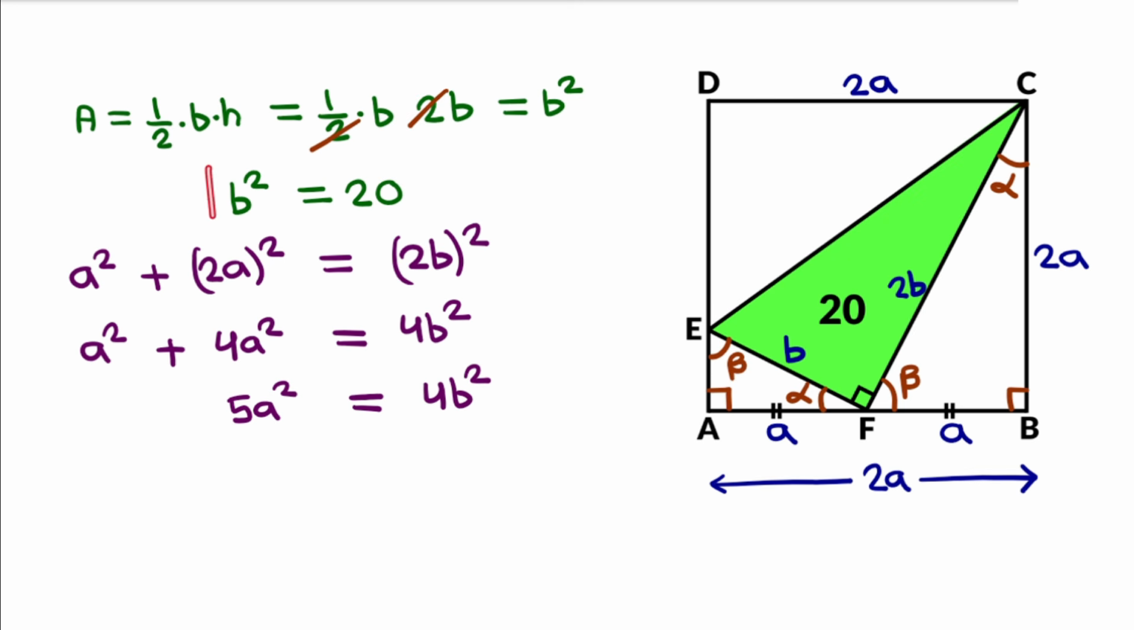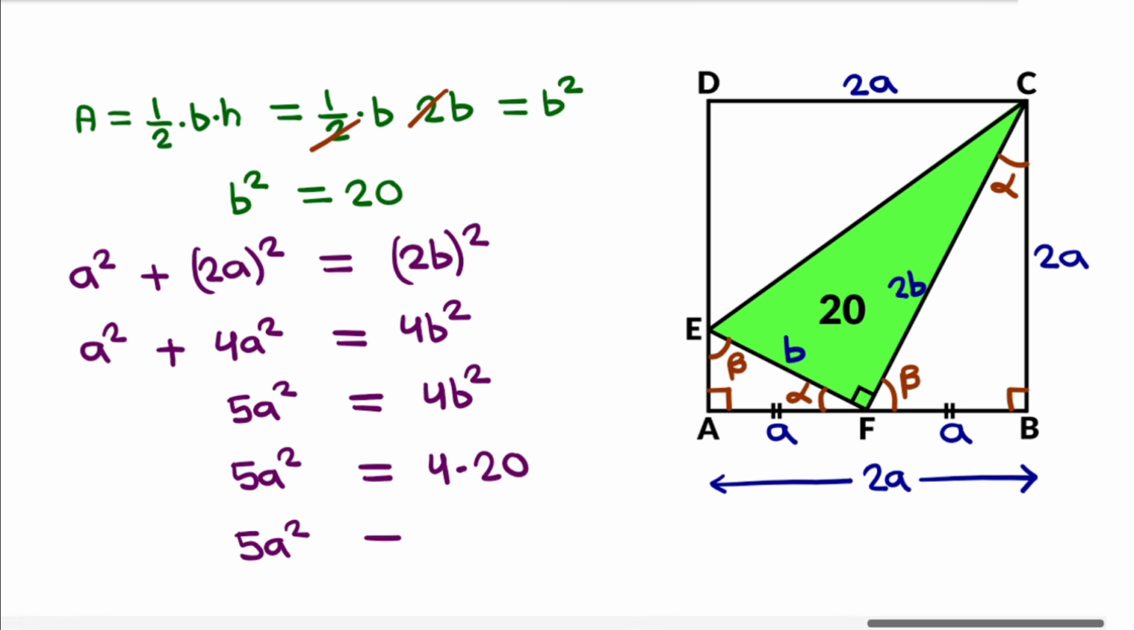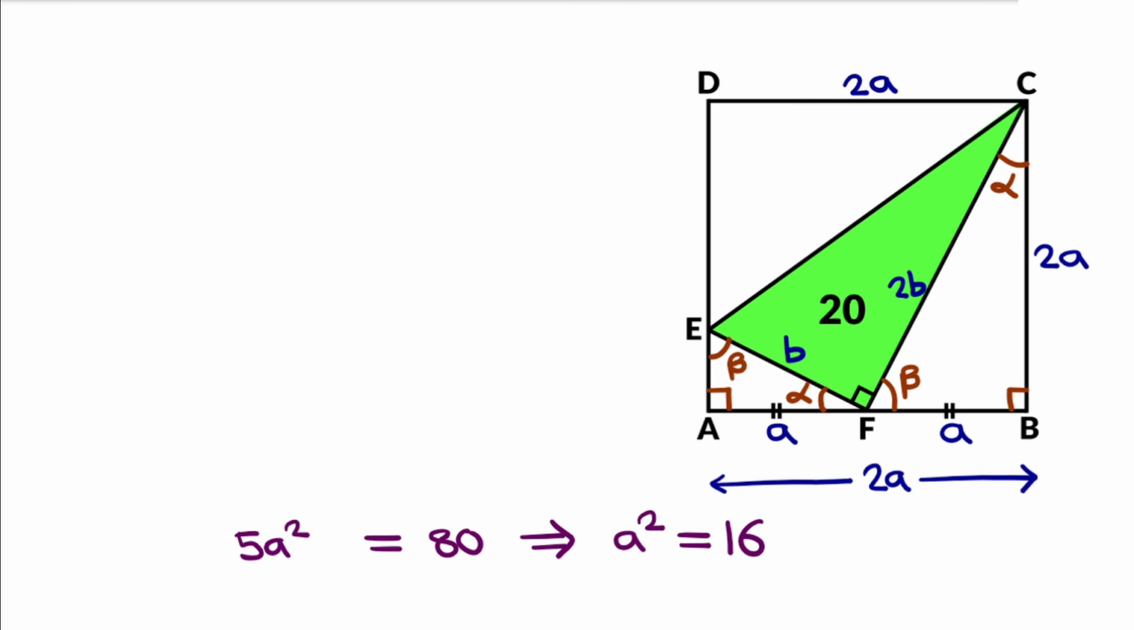But we already know that B squared equals 20. Substituting that value gives 5A squared equals 4 times 20. 5A squared equals 80. Divide both sides by 5, and we get A squared equals 16. We're at the finish line.